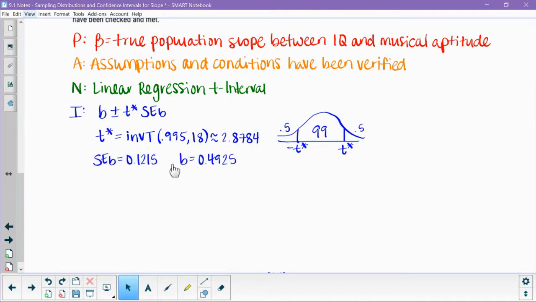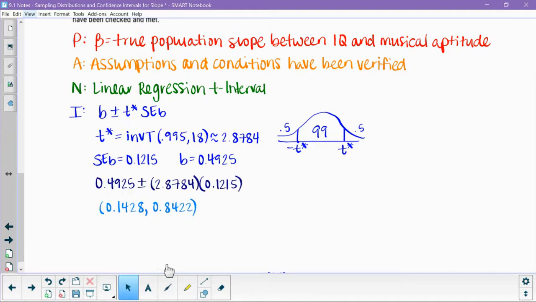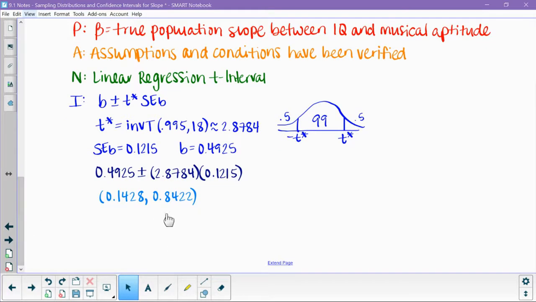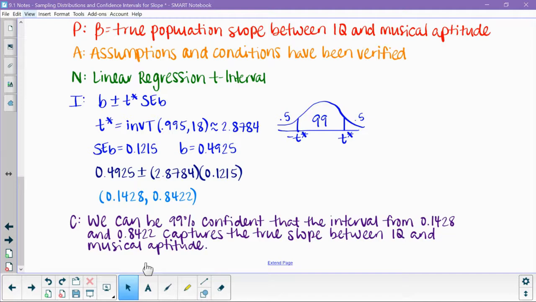And then I have my two values from my computer output, plug them into my formula, and I get a confidence interval of 0.1428 to 0.8422. Last step is to conclude in context. We can be 99% confident that the interval from 0.1428 to 0.8422 captures the true slope between IQ and musical aptitude. Much, much quicker than the long process we did in example 1.